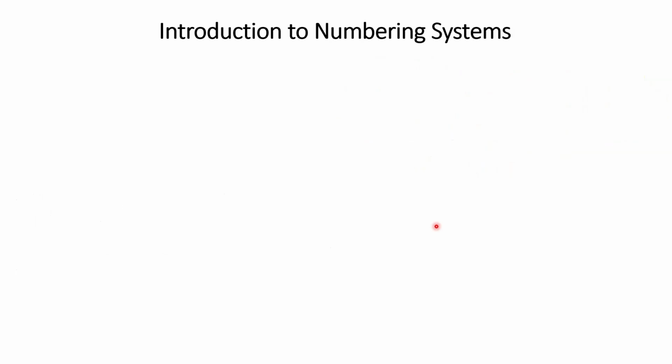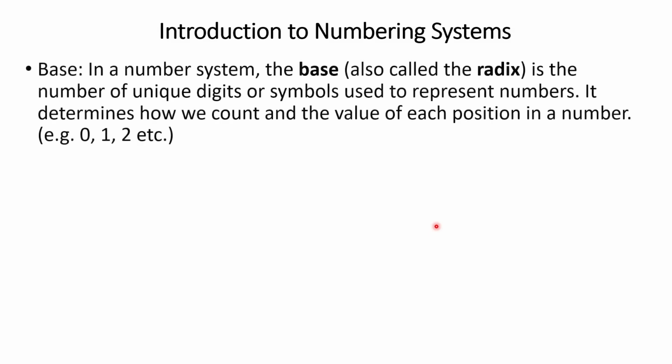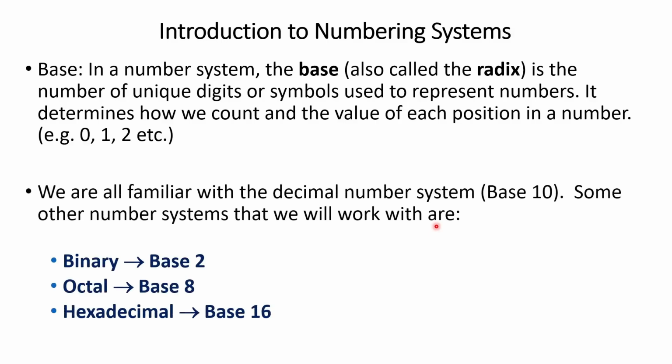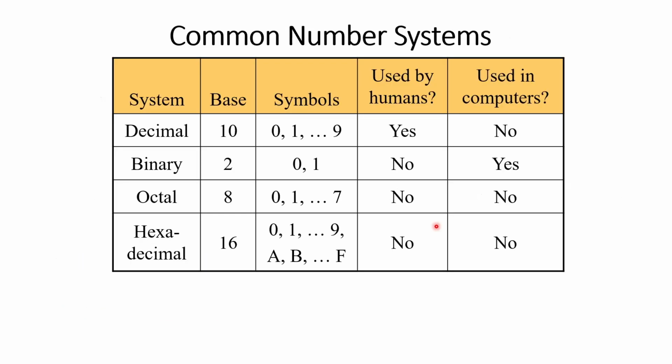A number system is simply a way of representing numbers. Every number system has something called a base, also known as a radix. The base tells us how many unique digits we can use. We are all familiar with the decimal number system, base 10. Some other number systems that we will work with are binary, base 2, octal, base 8, and hexadecimal, base 16.